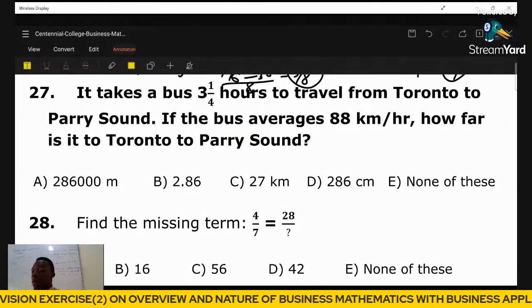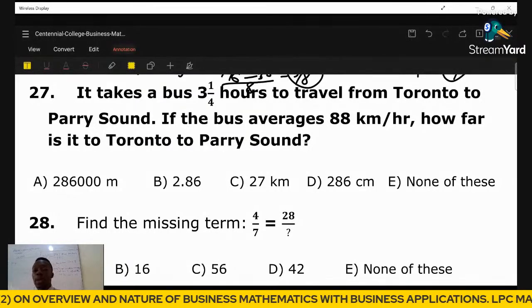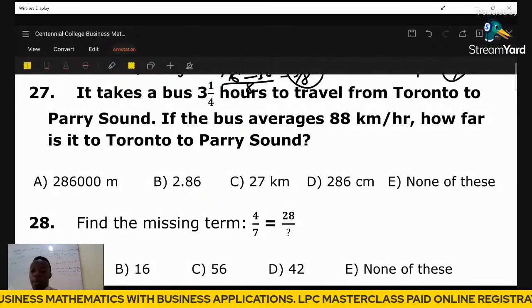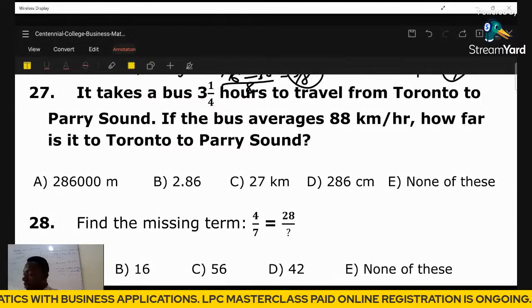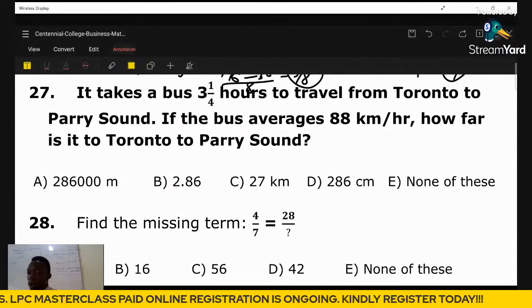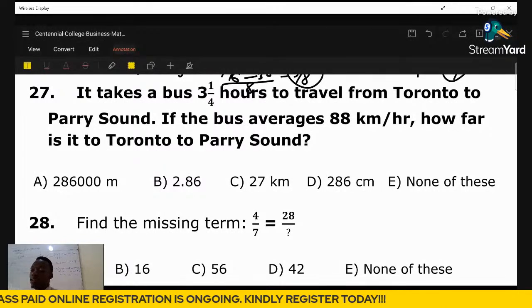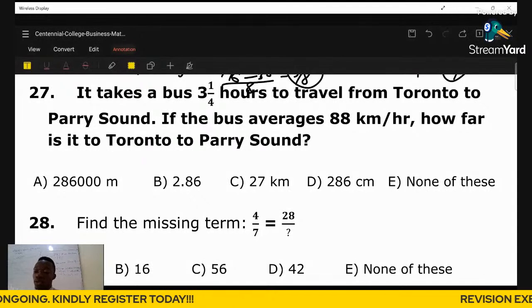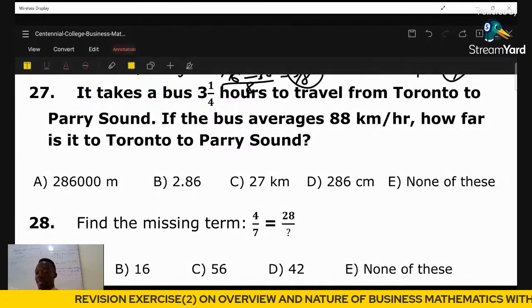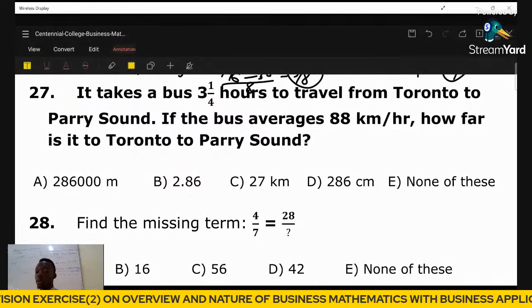27. A bus takes 3 whole number 1 over 4 hours to travel from Toronto to Paris Sound. If the bus averages 88 kilometers per hour, how far is it from Toronto to Paris Sound? So we want to know the distance between. We know the hours, we know the average.